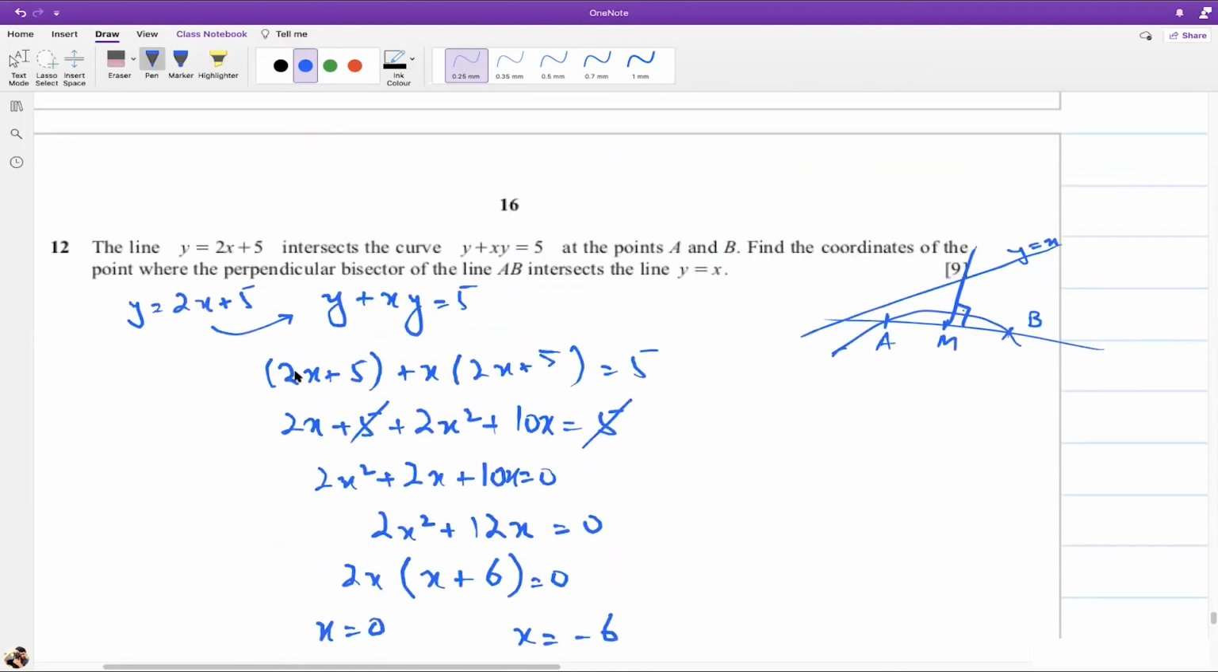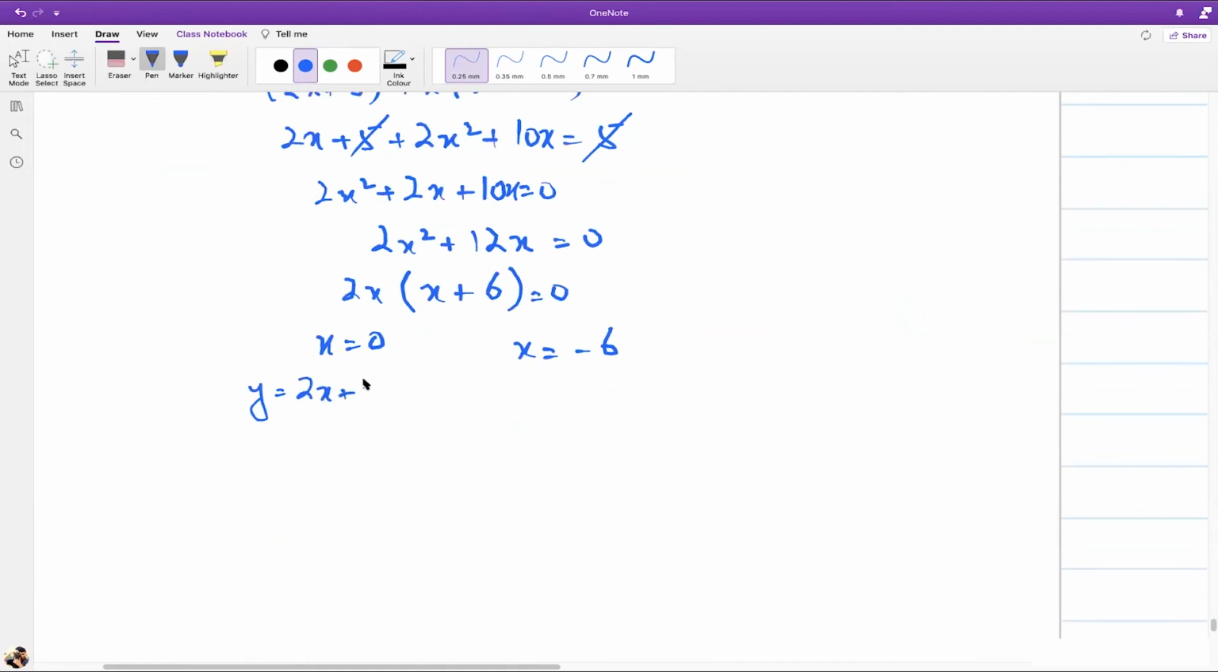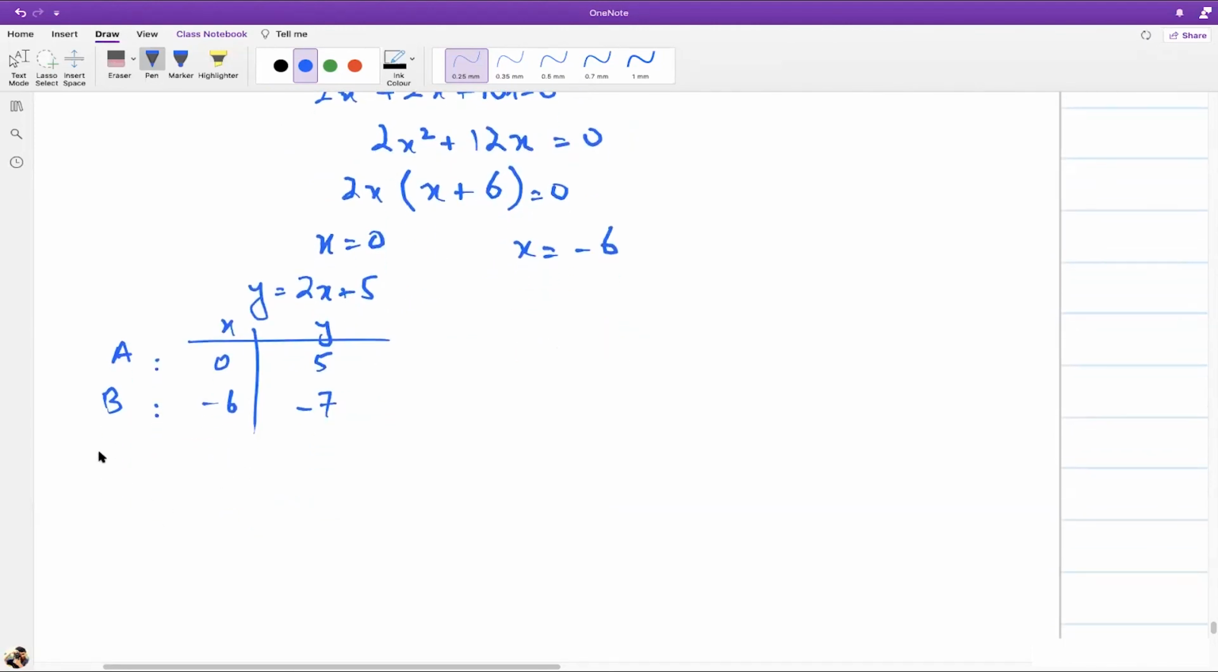y will be 2x plus 5. सो मैं यहाँ पे अगर इसको देखूँ x और y, x 0 है या -6 है. जब x 0 है तो y बनता है 5 और जब x -6 है तो y बनता है -7. तो दो पॉइंट्स आ गया बस. ये a है, ये b है. इनका मिड पॉइंट निकाल देते हैं. (0 plus minus 6) over 2 is minus 3 and (5 plus minus 7) over 2 is minus 1. minus 3 और minus 1 मेरे पास 2 पॉइंट्स आ गए.